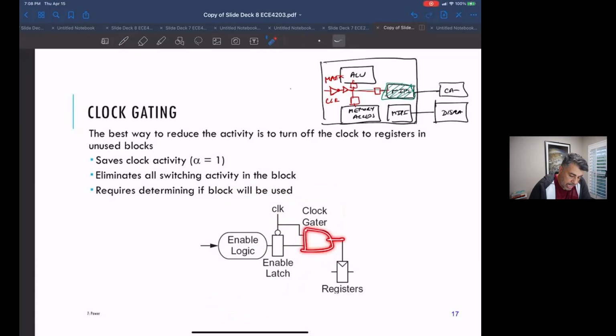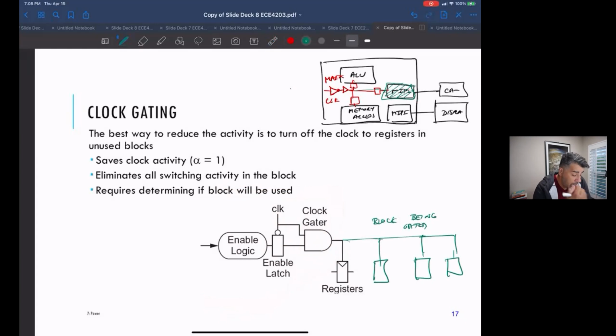Okay, and that acts as the clock for all the registers, all the flip-flops, all the timing circuits in this block being gated. So each one of these blocks would have their own gating enable signal, and you can just turn them off depending on whether you need them or not.